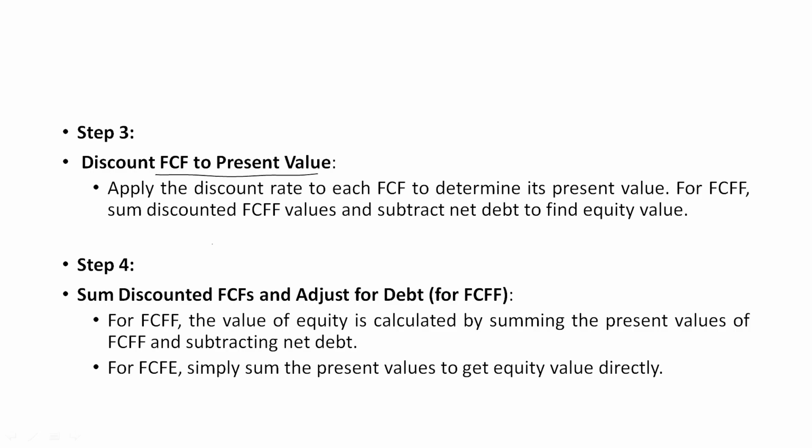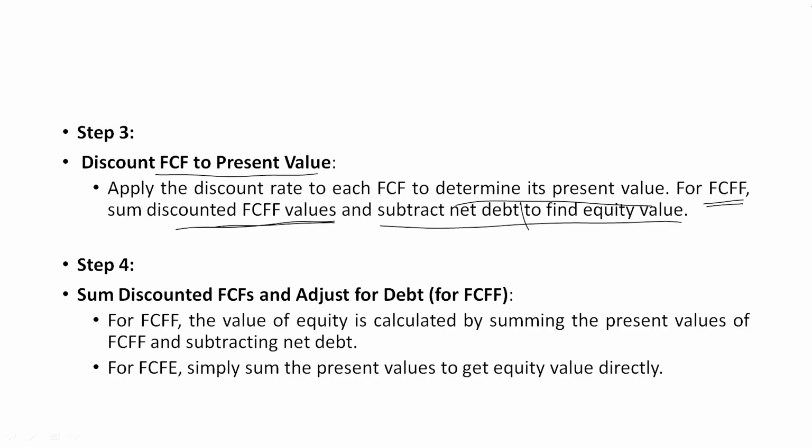So the third step in the calculation of free cash flow is to discount the free cash flow to present value. So why do we discount it? Because as I told you earlier, the money in your hand today is more valuable than your money tomorrow. So it is discounted to determine its present value, and in case of free cash flow to firms, the sum discounted is nothing but the free cash flow values and subtract the net debt and to find the equity value.